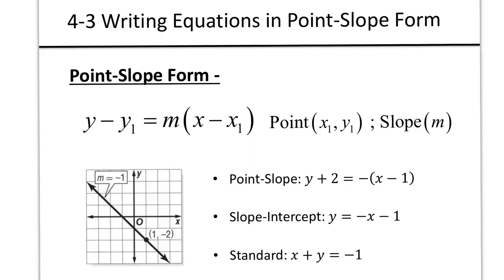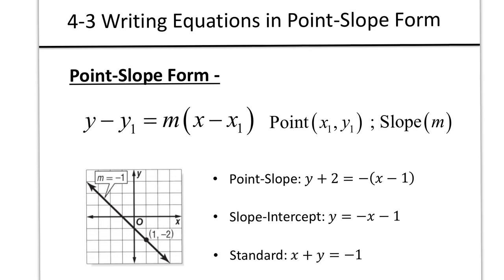Hey, what's up guys? This video is for section 4.3, which is writing equations in point-slope form. So far, you guys have learned two different forms of linear functions. The first one was the standard form. The second one I showed you guys in my class is the slope-intercept form. Well, this is the third one, and it is called the point-slope form.